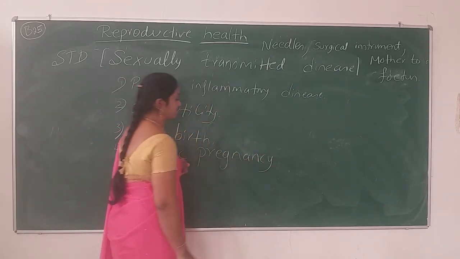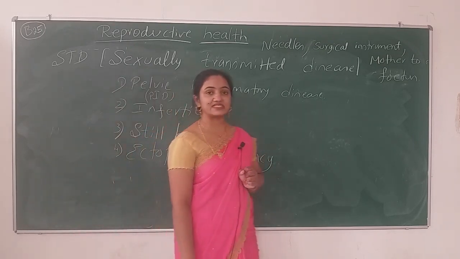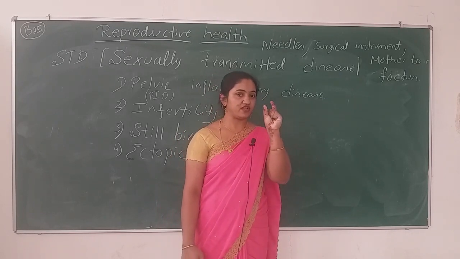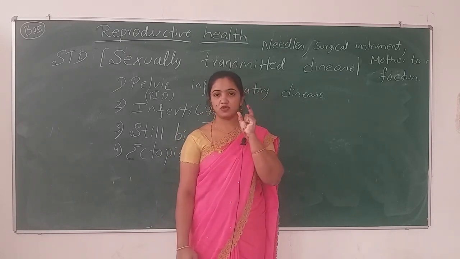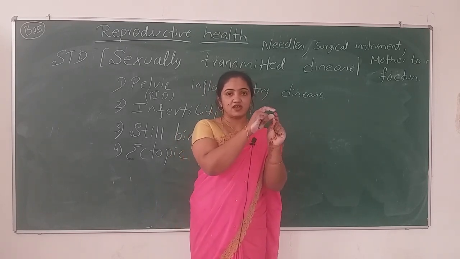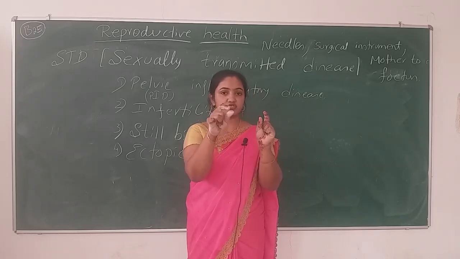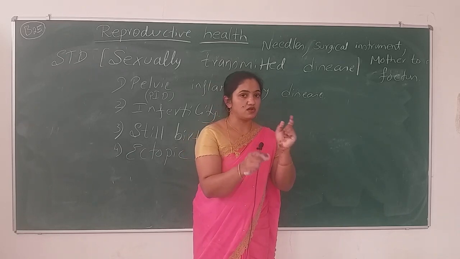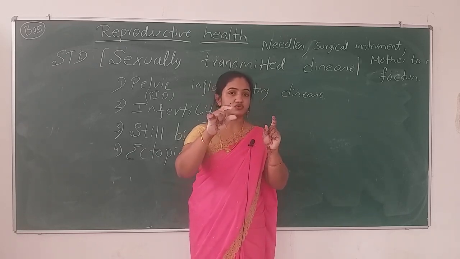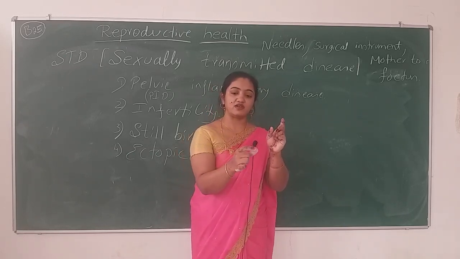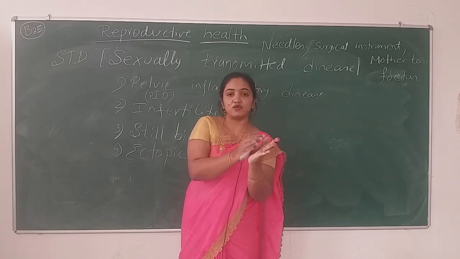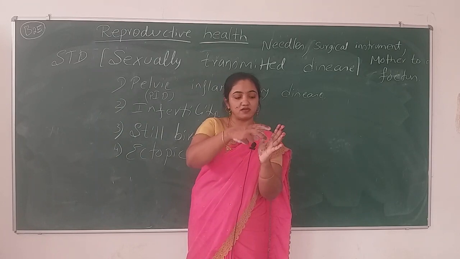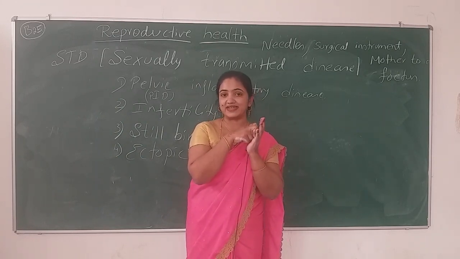Ectopic pregnancy means the fertilized egg... where will the fertilized egg be? It will be in the fallopian tube. The fertilized egg, after taking divisions, will sink down. When it reaches the blastocyst stage, it will implant on the uterus wall, the endometrium wall. That process is known as implantation.